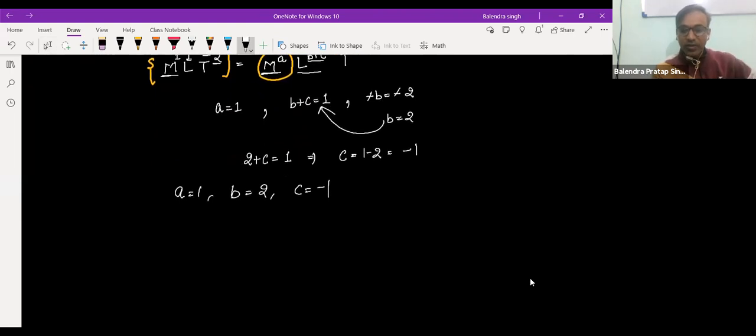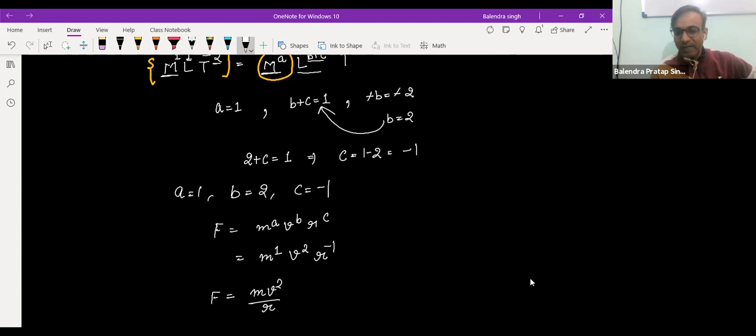What was the equation? The equation was F equals M raised to the power a, V raised to the power b, and R raised to the power c. If we put in the values, M raised to the power 1, V raised to the power 2, and R raised to the power -1, we know the exact formula is F equals m v squared by r. This is the formula for centripetal force. So this is our result. Okay. So should I explain it again?